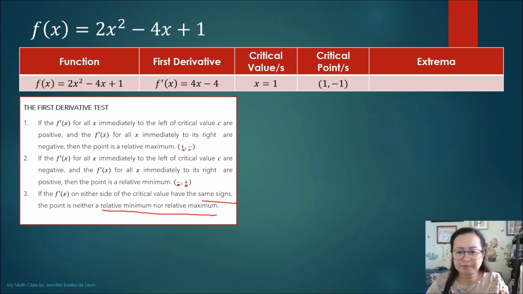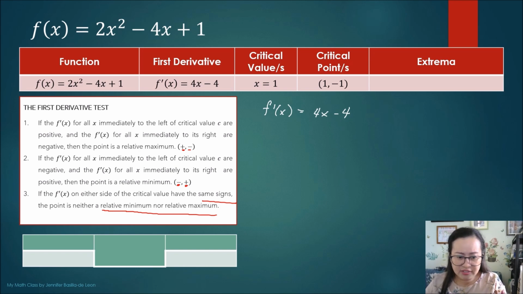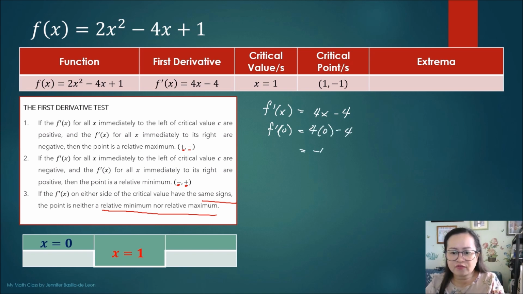So let's try. We were able to get already the first derivative of the function, which is f prime of x equals 4x minus 4. Take note, the critical value is x equals 1. We get a number coming from its left, so probably we can consider x equals 0. Now, if we evaluate f prime of x at x equals 0, we will get negative 4. So we have a negative number.